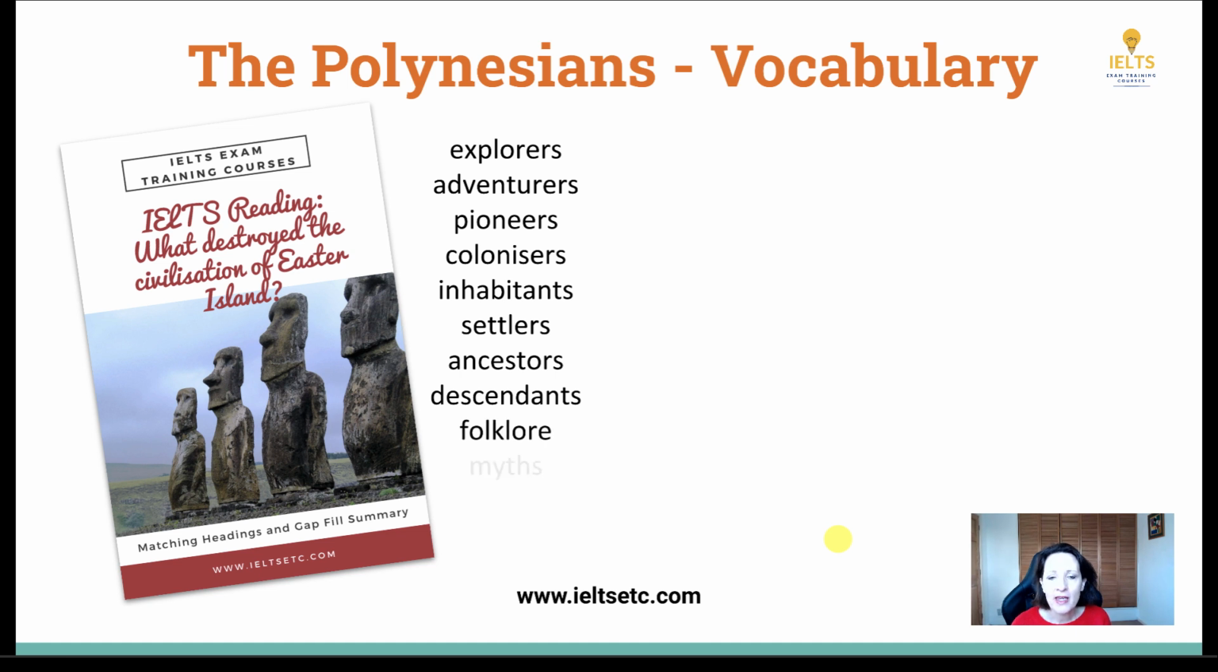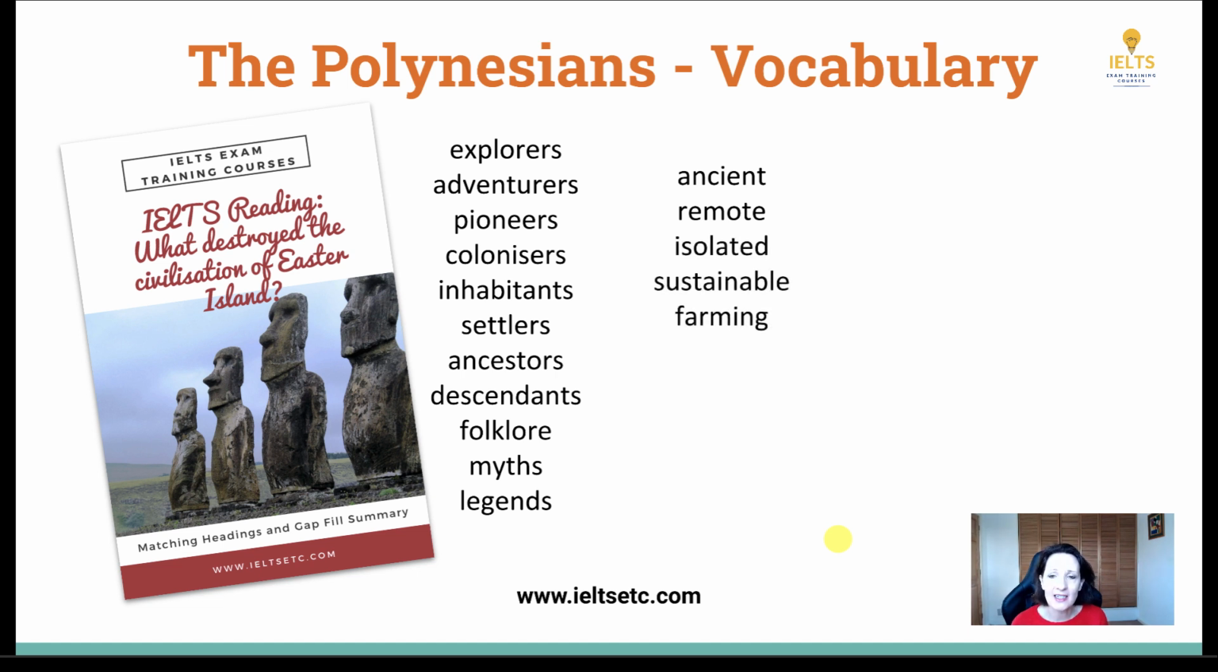So a lot of their stories come from folklore, myths, and legends. All of these civilizations are ancient. Many of them lived in remote places, isolated, cut off, and these particular ones had sustainable farming. So it's an issue for us today because their lifestyle was quite fragile.